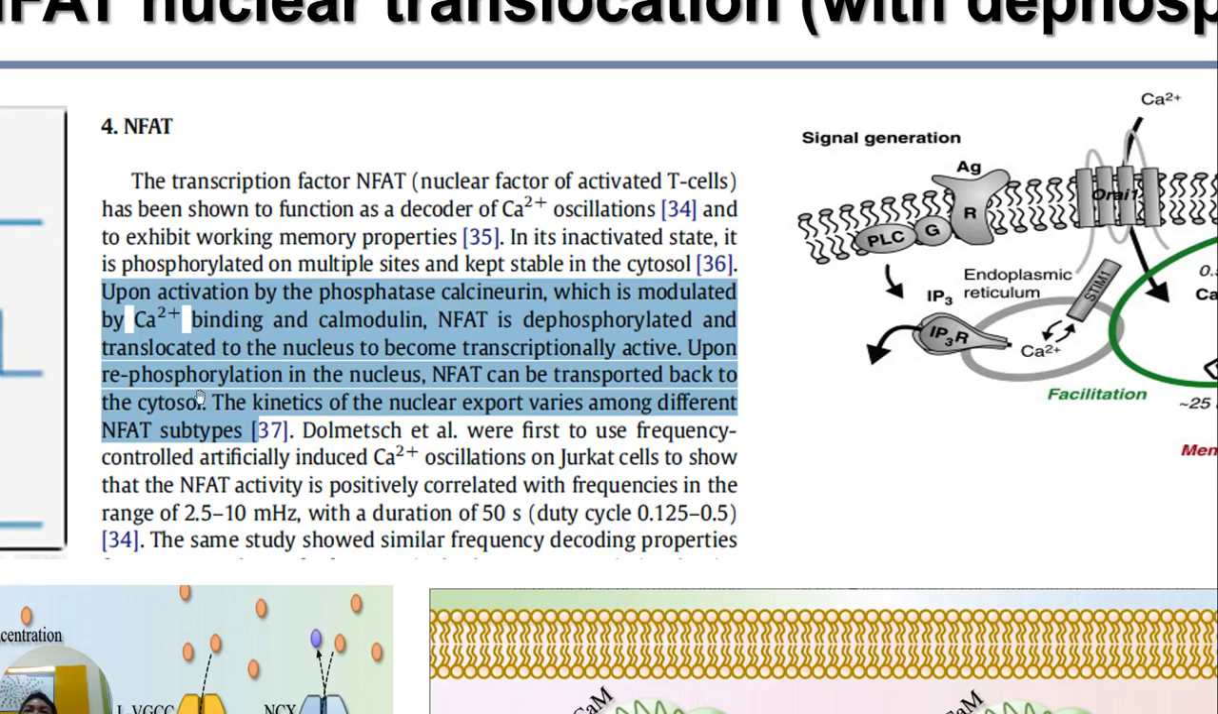Upon rephosphorylation in the nucleus, NFAT can be transported back to the cytosol, and the kinetics of nuclear export vary among different NFAT subtypes.